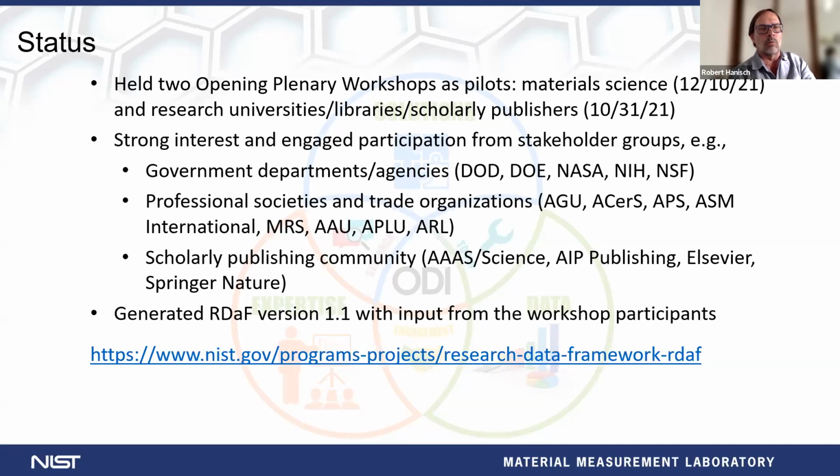And I want to reach out and give credit specifically to the Association of American Universities, AAU, the Association of Public Land Grant Universities, APLU, and the Association of Research Libraries, ARL, who were basically cohorts in planning our engagement with the research universities. We updated the preliminary framework to version 1.1 based on the inputs that we had from these participants, and the URL to that updated document is here. Next, please.